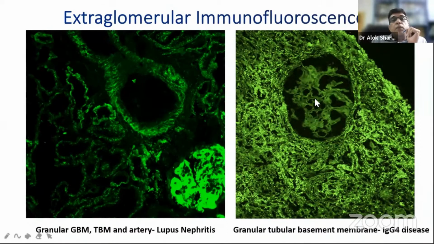Now, if you look at the right picture, the glomerulus appears negative. There is no staining there, but you see a lot of granular staining in the interstitial area. Once you encounter this pattern, your mind should be ready to consider that this could be an IgG4-related disease. It's an autoimmune disease where you get a lot of tubular basement membrane deposits and plasma cell infiltrate.